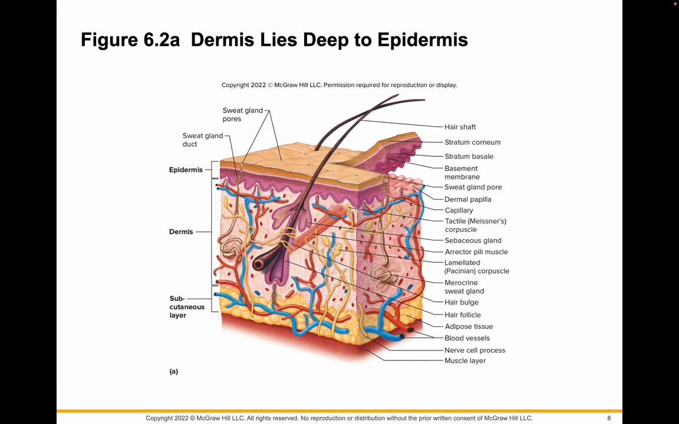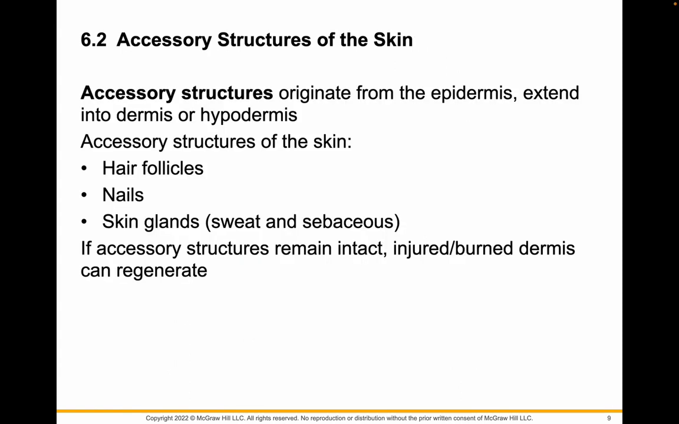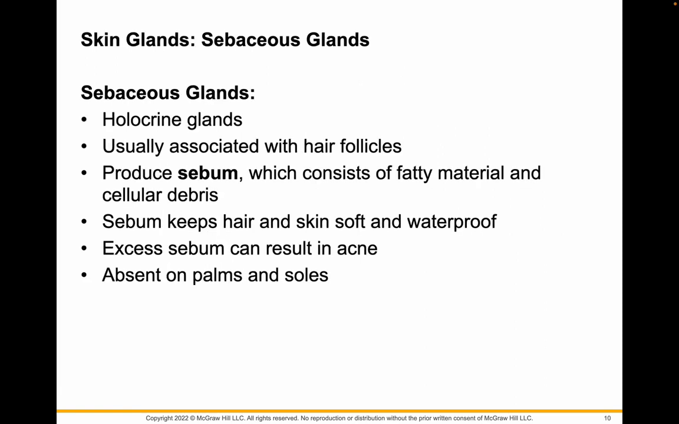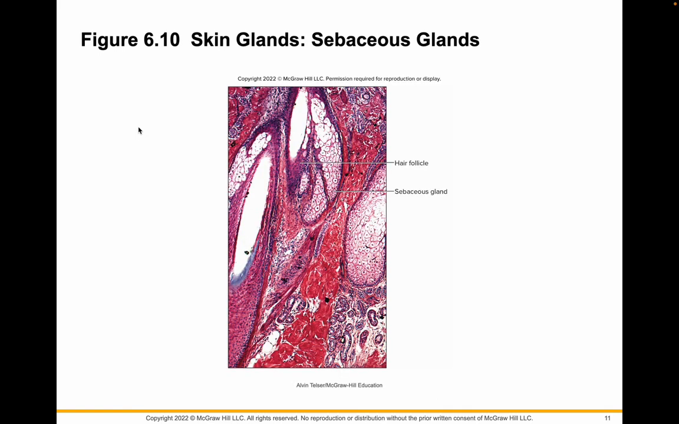And so here again is a picture of that skin. And the accessory structures were hair follicles, nails, and these skin glands, and that's where we're focusing on. The final is sebaceous glands that make sebum. Remember, they're holocrine glands, and they're associated with hair follicles.